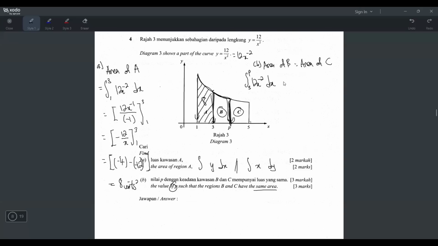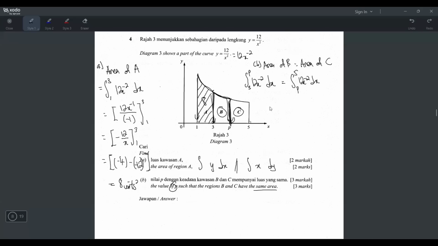And then, of course, you have to equals to the area of C. And for the area of C, you will also integrate towards x-axis dx. And here also, you put in the curve equation because the region is in between curve and x-axis. And then the limit will be P to 5. But this time, the P put at the bottom already. Why? Because P is a smaller number. 5 is the big number this time. Okay, because 5 is further away from the 0.